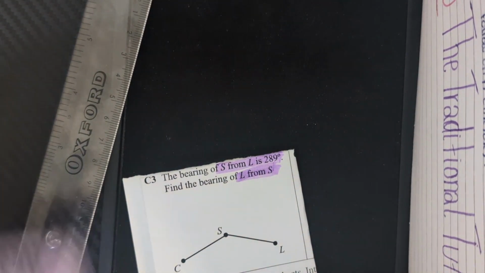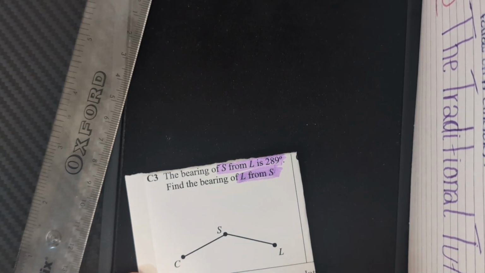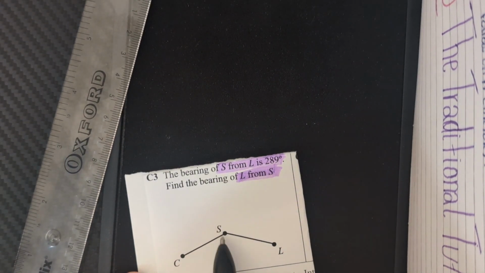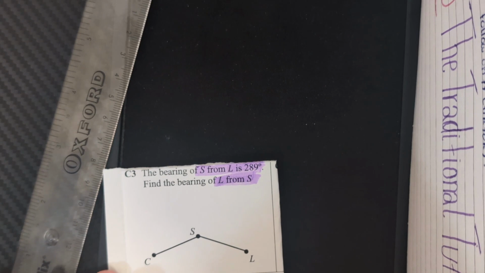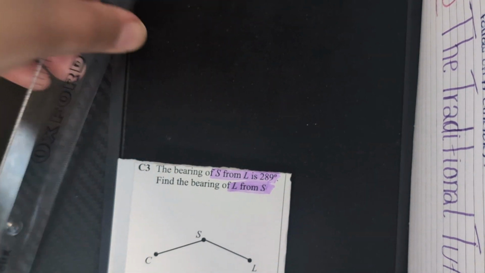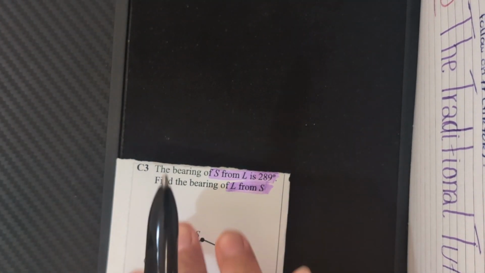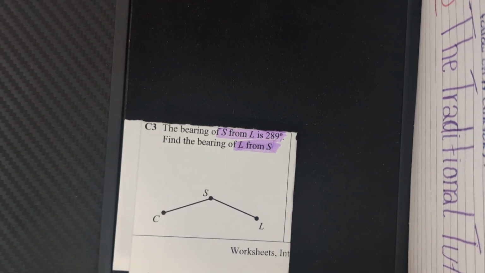Okay, these are my two key pieces of information. The bearing of S from L is 289 degrees. Now you can see straight away there's no north line, so straight away you might be thinking, oh my goodness, what do I need to do?